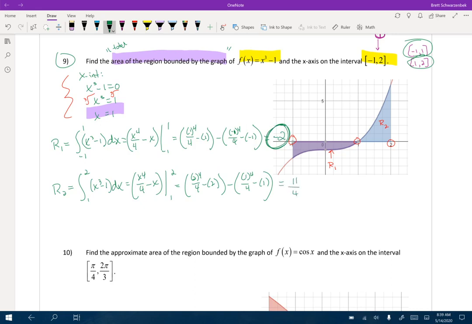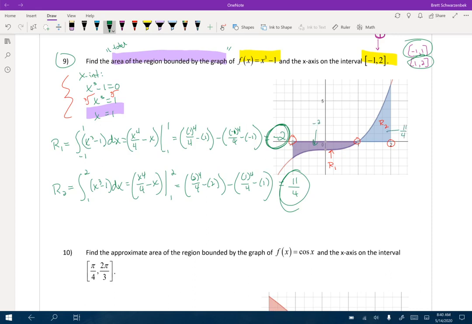So if you just do the math right there, at this point, you can do your own calculator work. So you're going to get -2 and 11/4. Okay, so we know that this here is -2. We know that this is 11/4.